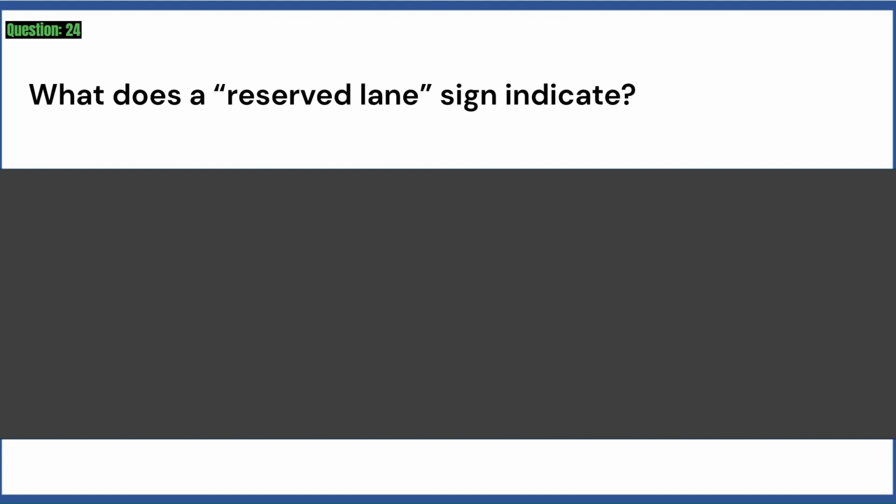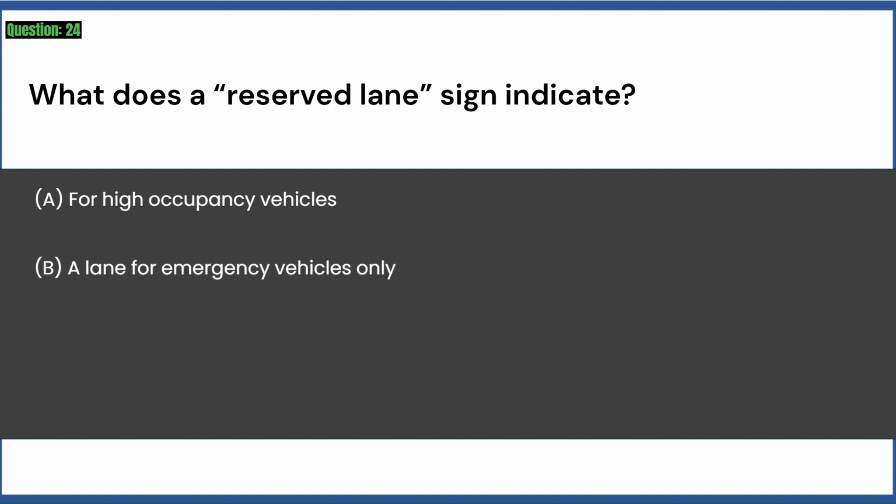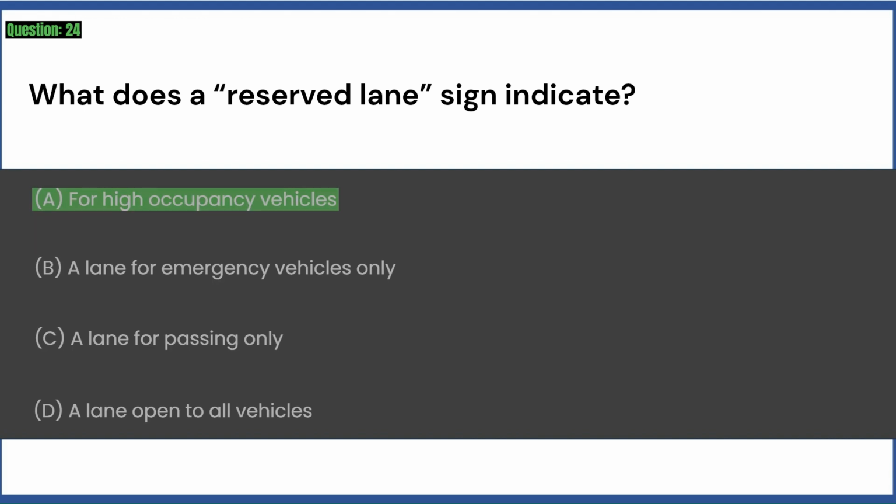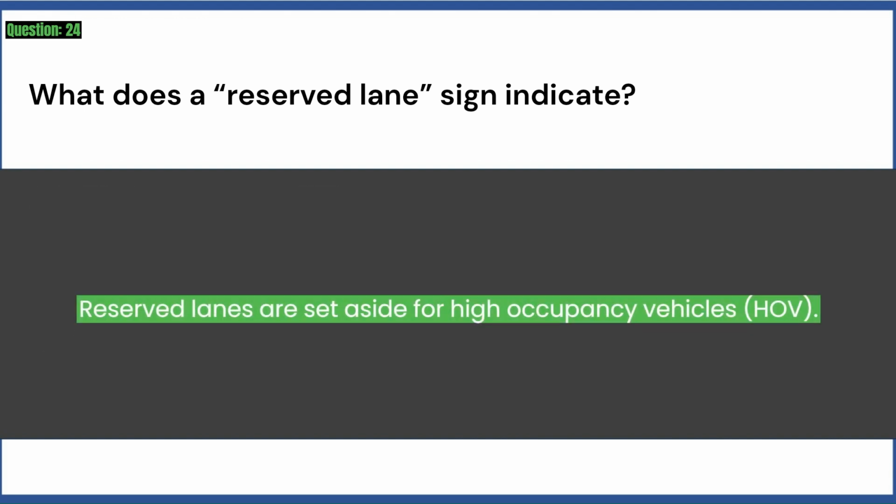What does a reserved lane sign indicate? A. For high occupancy vehicles. B. A lane for emergency vehicles only. C. A lane for passing only. D. A lane open to all vehicles. Answer, A. Reserved lanes are set aside for high occupancy vehicles, HOV.